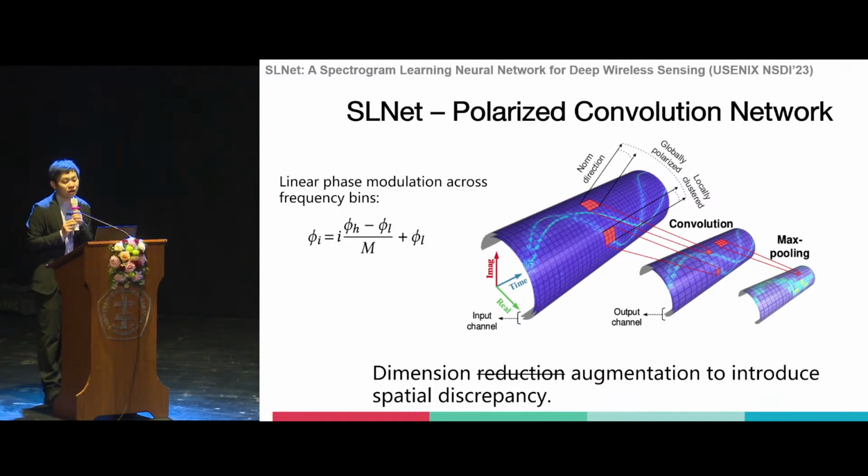To achieve this goal, we propose a new idea: use phase to polarize the spectrogram. We design a linear phase modulation so that nearby frequency components have a similar phase, while far away components have very different phases. In this way, each point in the spectrum is mapped to a polarized point in the complex plane. It has a direction and also encodes position information, so it carries both local discriminative features and global position information.